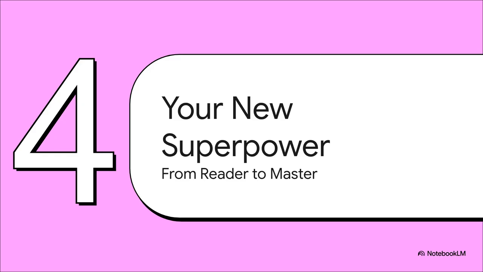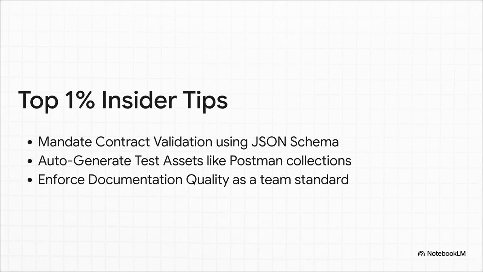You know, by really mastering how to read and use this documentation, you're not just learning another skill. You're actually gaining a professional superpower. This is the kind of thing that truly sets you apart from the rest of the pack. So you want to operate like the top 1% of QA engineers? Here are their secrets. First, they mandate contract validation on every single API response, no exceptions. Second, they use the OpenAPI file itself to auto-generate their test assets like entire Postman collections or even mock servers. And third, they become the champions for high-quality documentation on their teams. They make sure this entire process works smoothly for everyone.